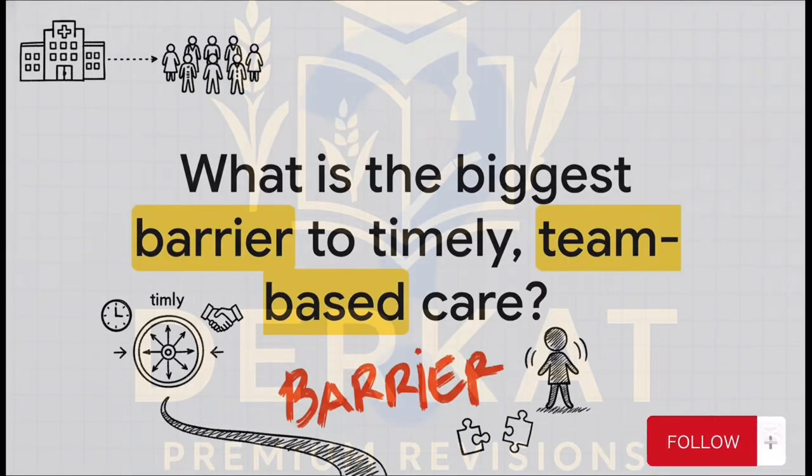So we'll leave you with this to think about. We know that an early, team-based approach is the absolute gold standard of care. So what do you think are the biggest real-world barriers that stop that from becoming a reality for every single child? It's a complex issue, for sure, with no easy answers.